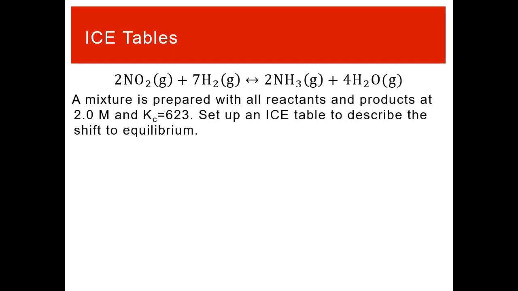In general, when we're working with ice tables, for predicting direction we always hope that there is something that's missing, because we can use that. We just know that it has to shift to the side of anything that's missing, but we don't always have that possibility. Let's look at an example: 2NO2 plus 7H2 becomes 2NH3 plus 4H2O. Pretty serious reaction. A mixture is prepared with all reactants and products at 2.0 molar and Kc equals 623. Set up an ice table to describe the shift to equilibrium.